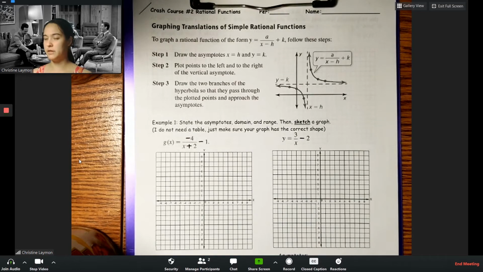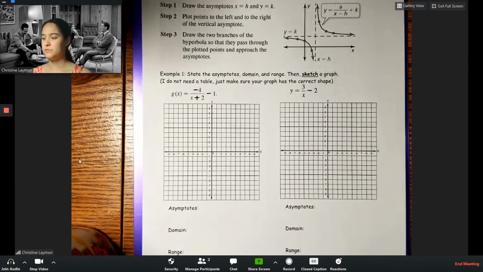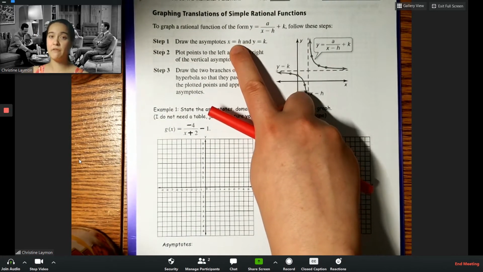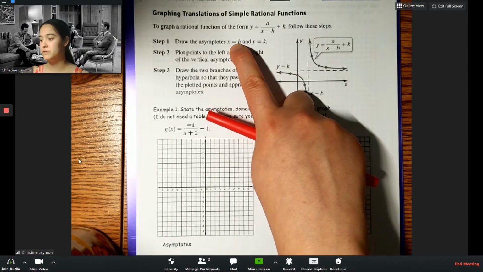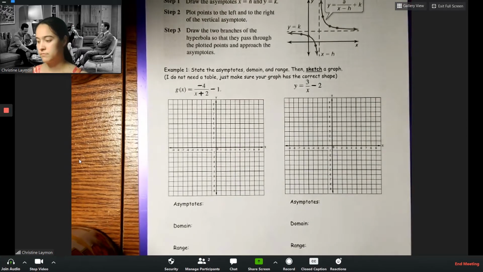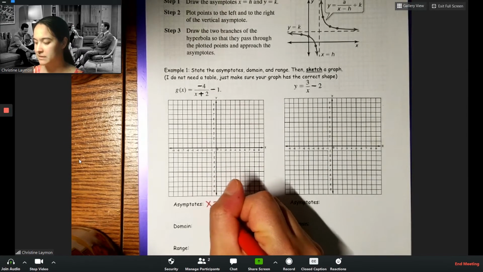So let's take a look at this first example. I have negative 4 over x plus 2 minus 1. For this one, I'm going to first name the asymptotes. So again, I'm thinking about that h and that k. Looking at x minus h, whatever h is, that's the asymptote. So if I see a positive 2, my asymptote is at negative 2. So one of my asymptotes is x equals negative 2.